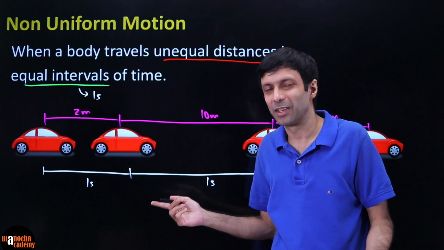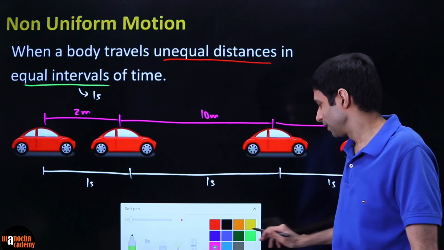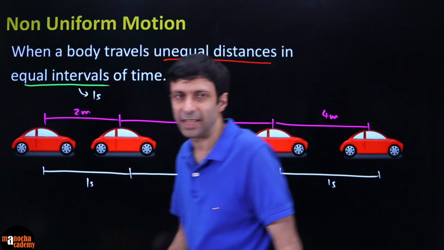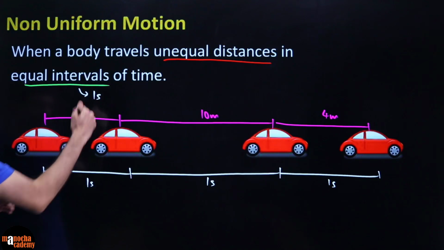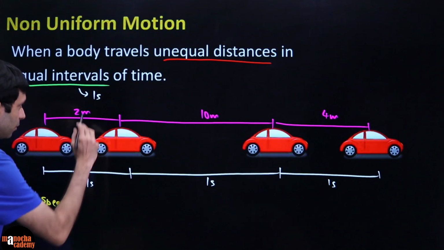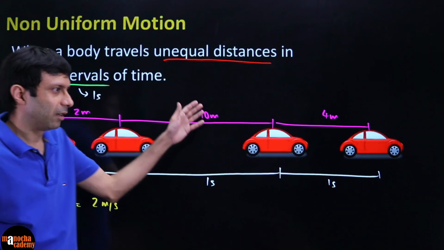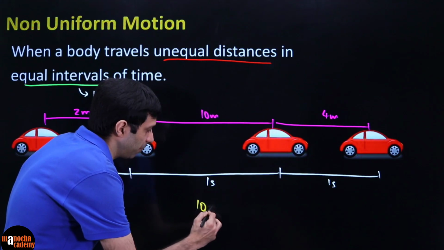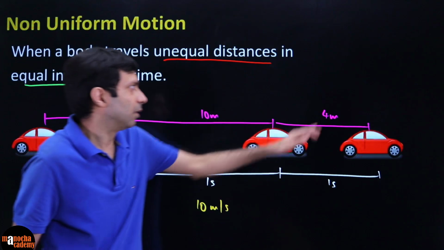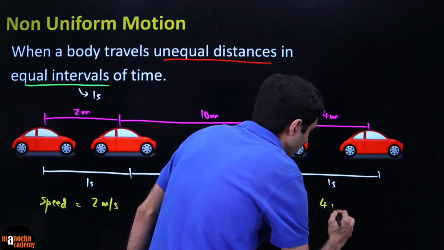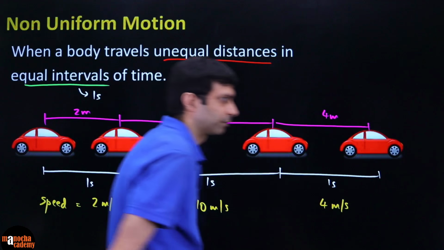You guys agree? So what will be the speed of the car here? If you look at the speed of the car in the first second, how much is it? Distance divided by time. So it's going to be 2 meters per second. What is the speed here? 10 by 1, 10 meters per second. Here 4 meters in 1 second, 4 meters per second.